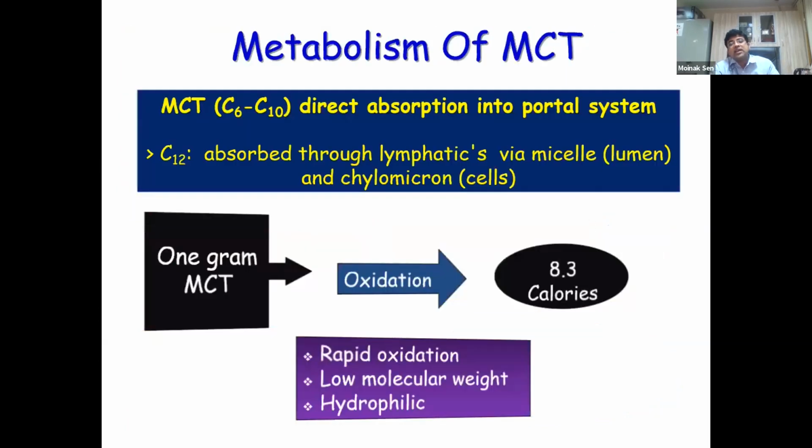Medium chain triglycerides are very important. Medium chain triglycerides are directly absorbed into the portal system, but the long chain triglycerides are the ones that require the bile salts. So medium chain triglycerides do not require the help of bile salts to be absorbed into the body, and so in cases of cholestasis and cirrhosis, they are very, very important. These are C6 to C10 carbon atoms. 1 gram of medium chain triglycerides oxidizes and gives about 8.3 calories, which is very good for the body.